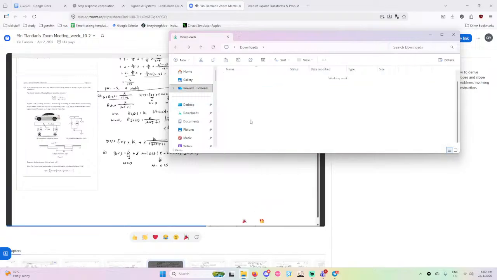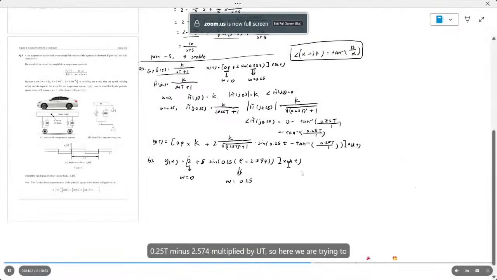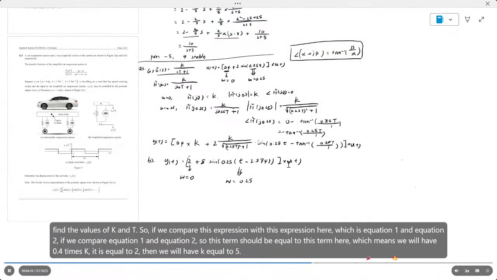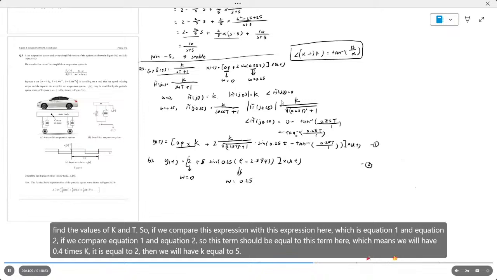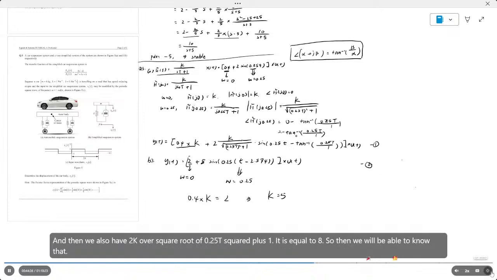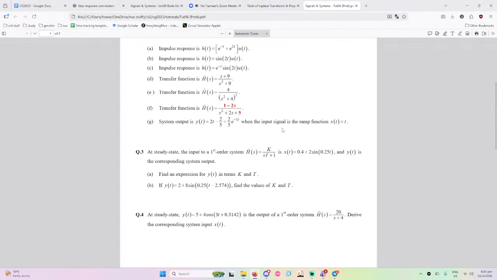y(t) is equal to 2 plus 8 sine (0.25t minus 2.574) multiplied by u(t). So here we are trying to find the values of K and T. If we compare this expression with the expression here, which are equation 1 and equation 2, then this term should be equal to this term here, which means we will have 0.4 times K is equal to 2. Then we will have K equal to 5. And then we also have 2K over square root of (0.25T) squared plus 1 equal to 8. So then we will be able to know that T is equal to 3.